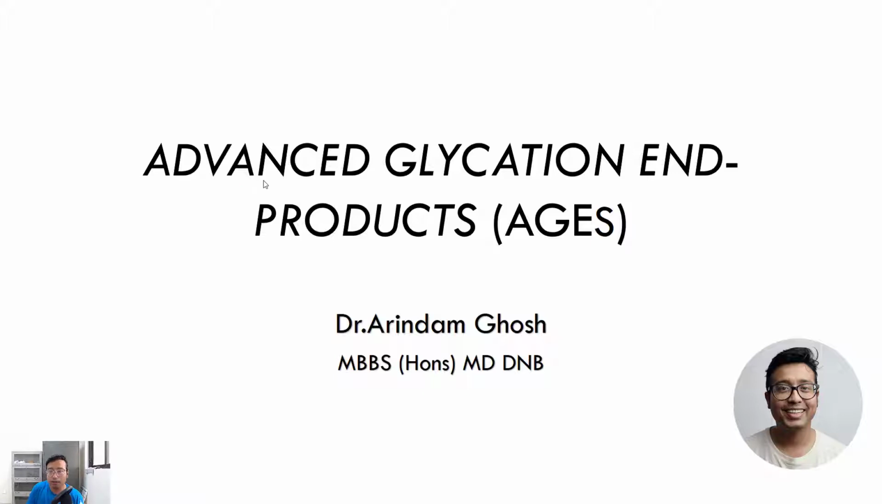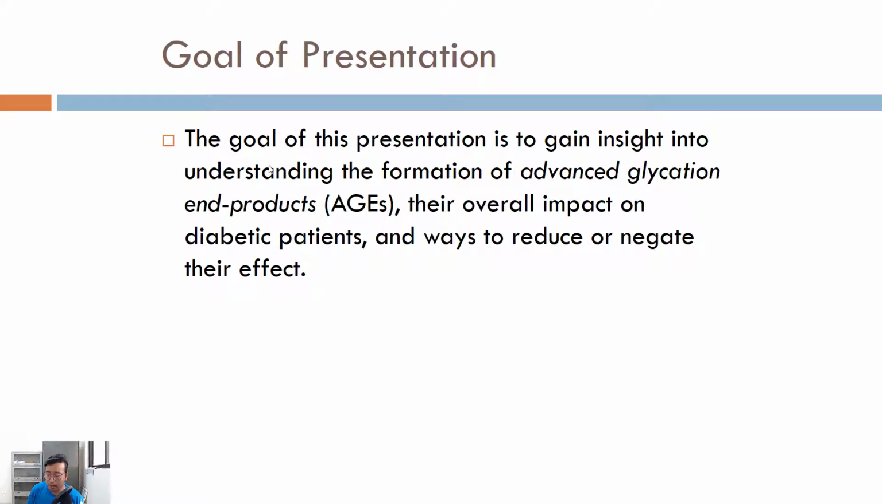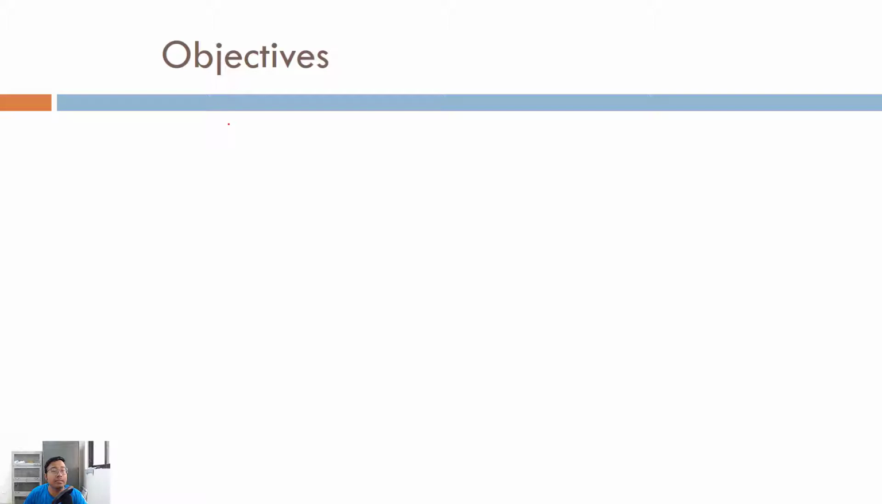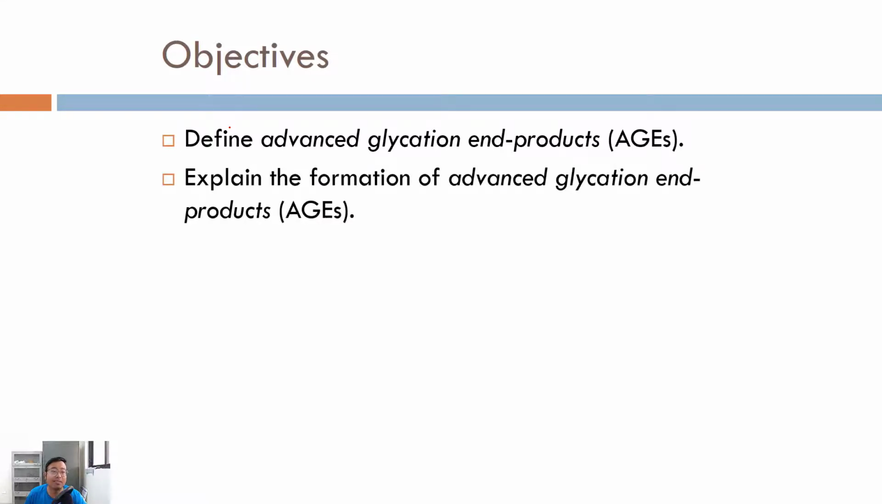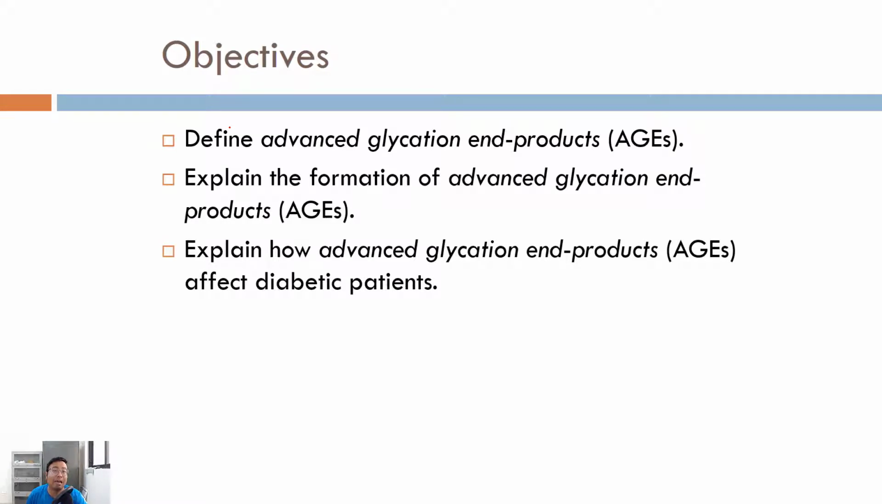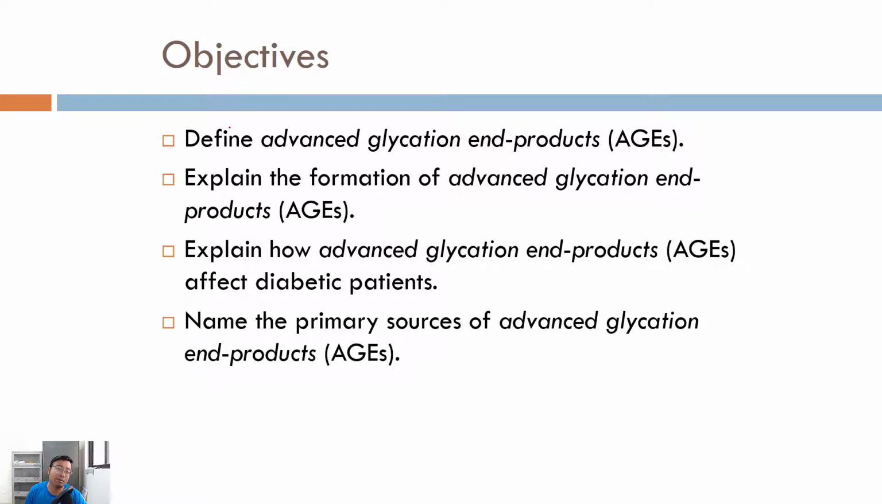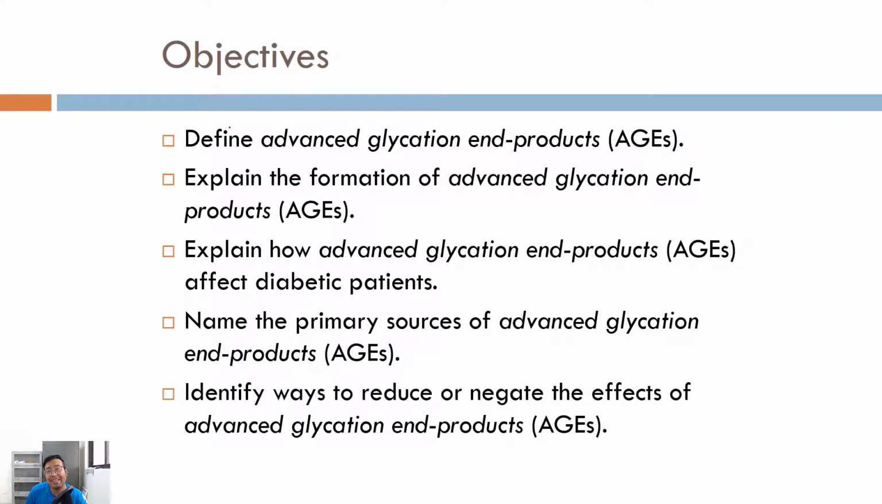So there are a few goals of this presentation. What are the goals of this presentation? This is to gain an insight regarding the formation of AGEs and their overall impact on diabetic patients, and the ways we can reduce or negate their effect. To achieve this goal, we will divide the presentation into various subsections, which include the definition of advanced glycation end products, the formation, how AGEs are formed. We will explain how the formation affects diabetic patients, the primary sources of them, and how we can negate their effect once they are formed in the body.